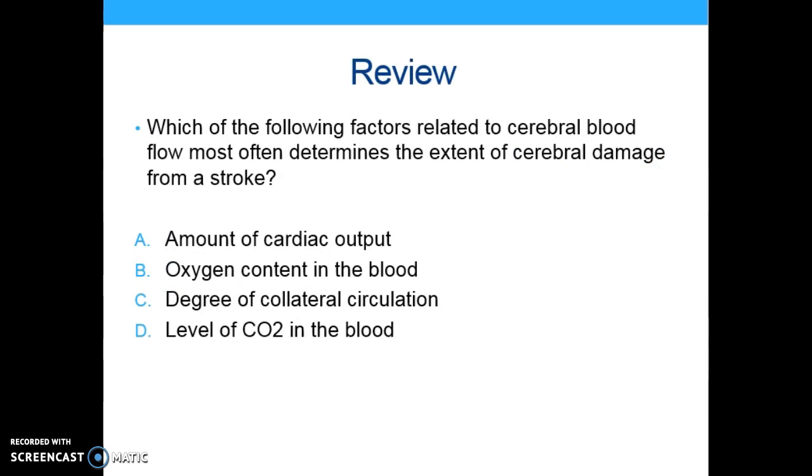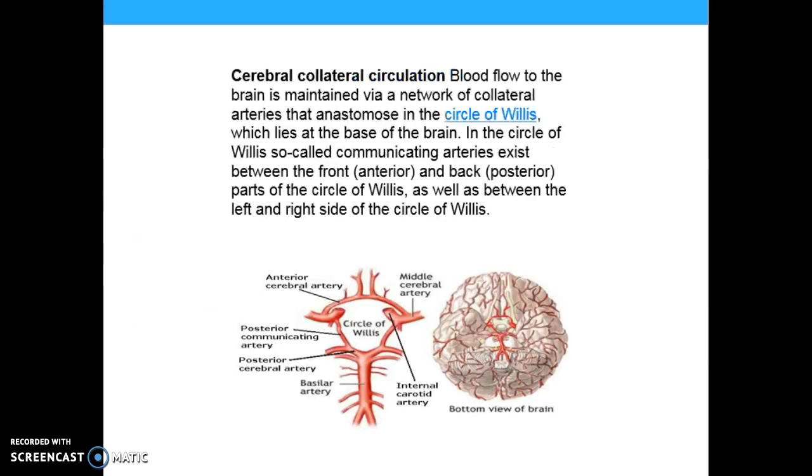Which of the following factors related to cerebral blood flow most often determines the extent of cerebral damage from a stroke? Is it the amount of cardiac output, the oxygen content in the blood, the degree of collateral circulation, or the level of CO2 in the blood? The answer here is degree of collateral circulation.